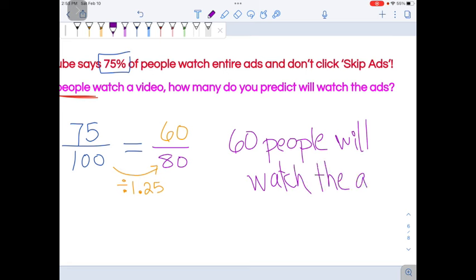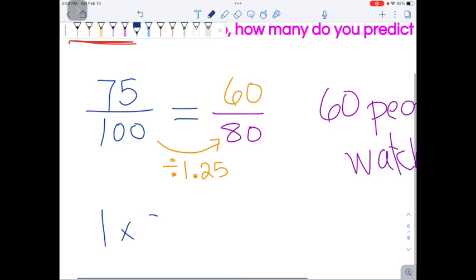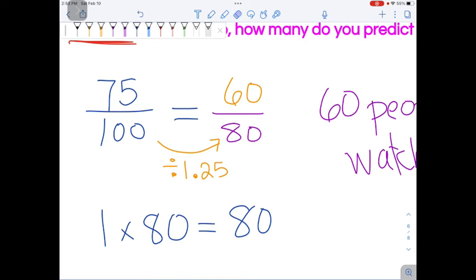Okay, Ms. Toivola, that's a little bit tricky, and maybe I don't want to do all those steps. Totally fine, you don't have to. We know that less than the whole group is going to watch. Right? If the whole group watch, that would be 80. I could say one whole group, and the group is 80 people, so one whole group times 80 is 80. But it's less than the whole group. I'm going to take 75 over 100, 75%, and write it as its decimal form. 0 and 75 hundredths times 80.